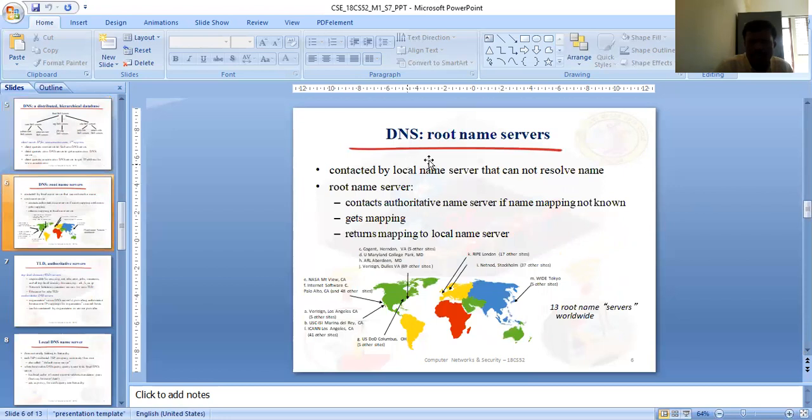So here, the root name servers are contacted by local name servers that cannot resolve the name. Root name servers contact the authoritative name servers if the name mapping is not known, get the mapping, and return it to the local DNS servers. The root name servers are distributed worldwide.